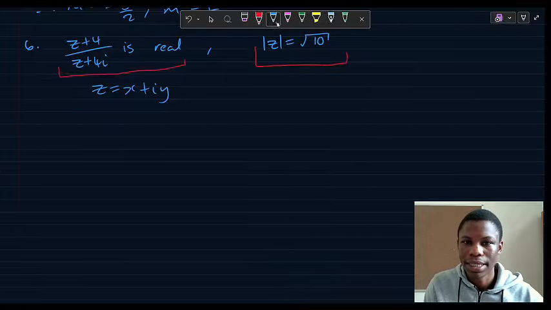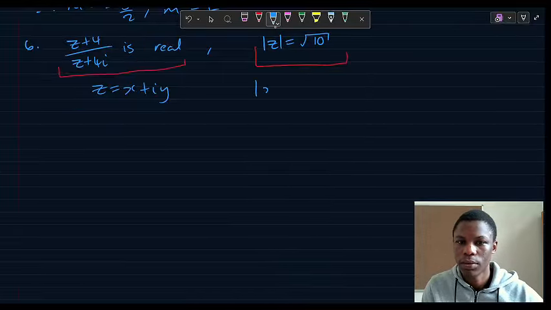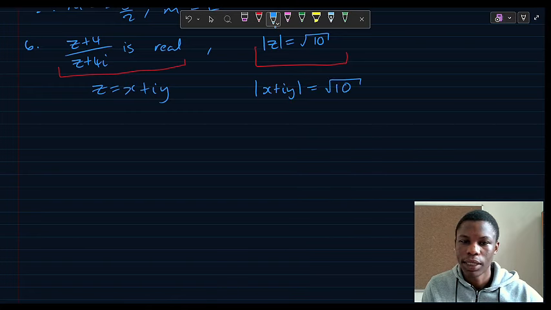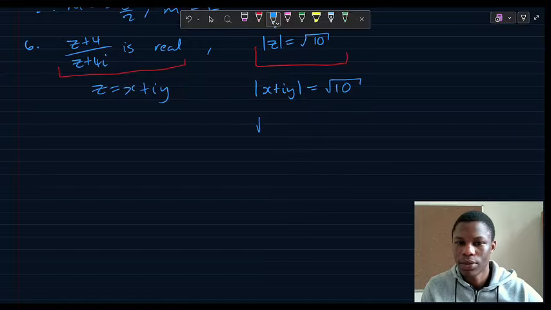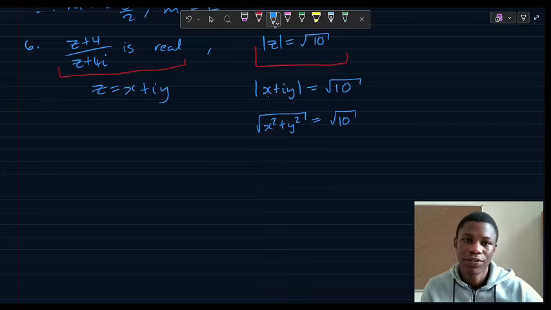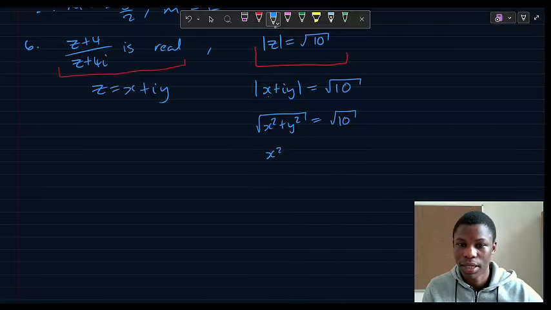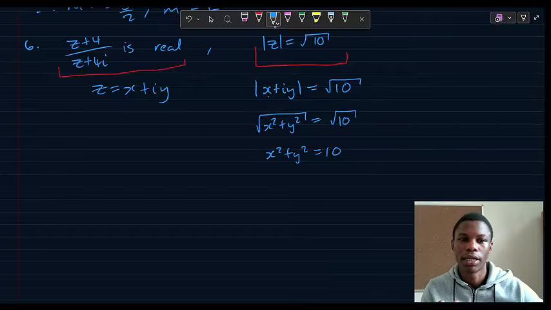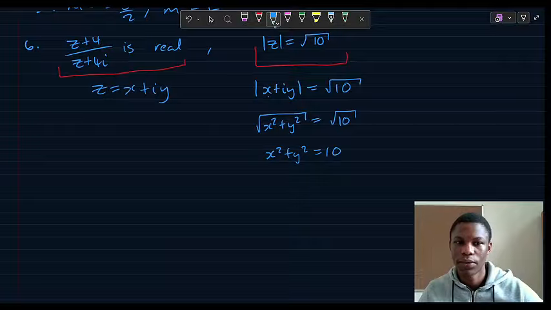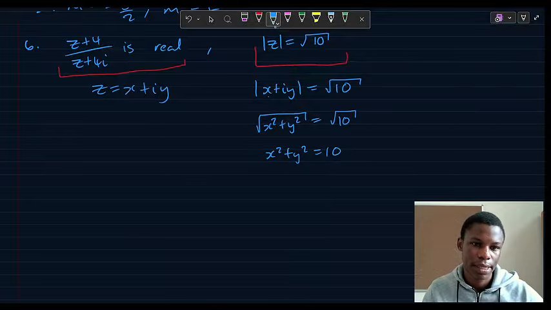So we know that z is x + iy, so I'm looking for the modulus of x + iy. I know it has to be equal to root 10. To get my modulus, it's just the square root of x squared plus y squared, and this should be root 10. If I square both sides, I have that x squared plus y squared is 10. So that's one of the equations. We need to find what the second equation is.